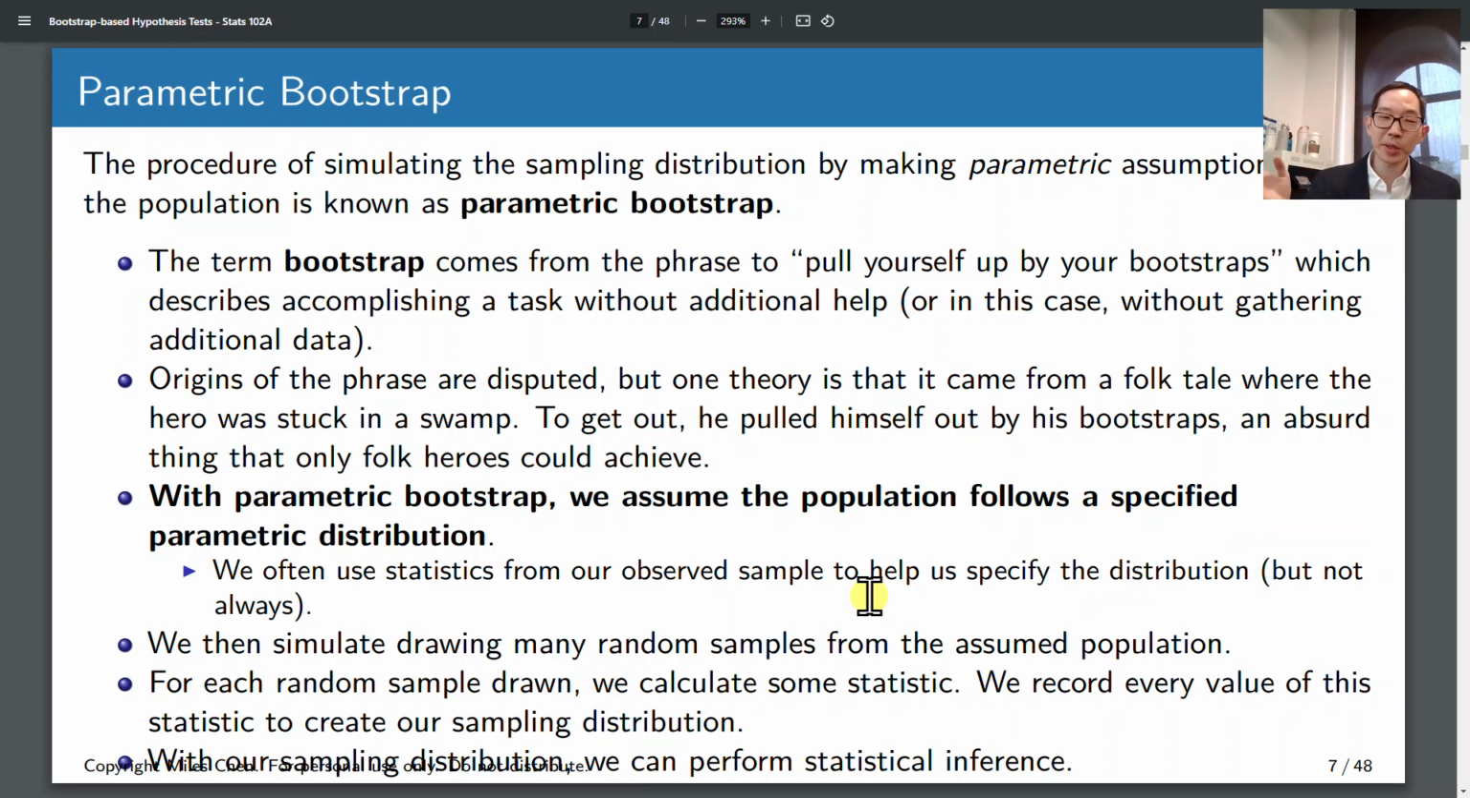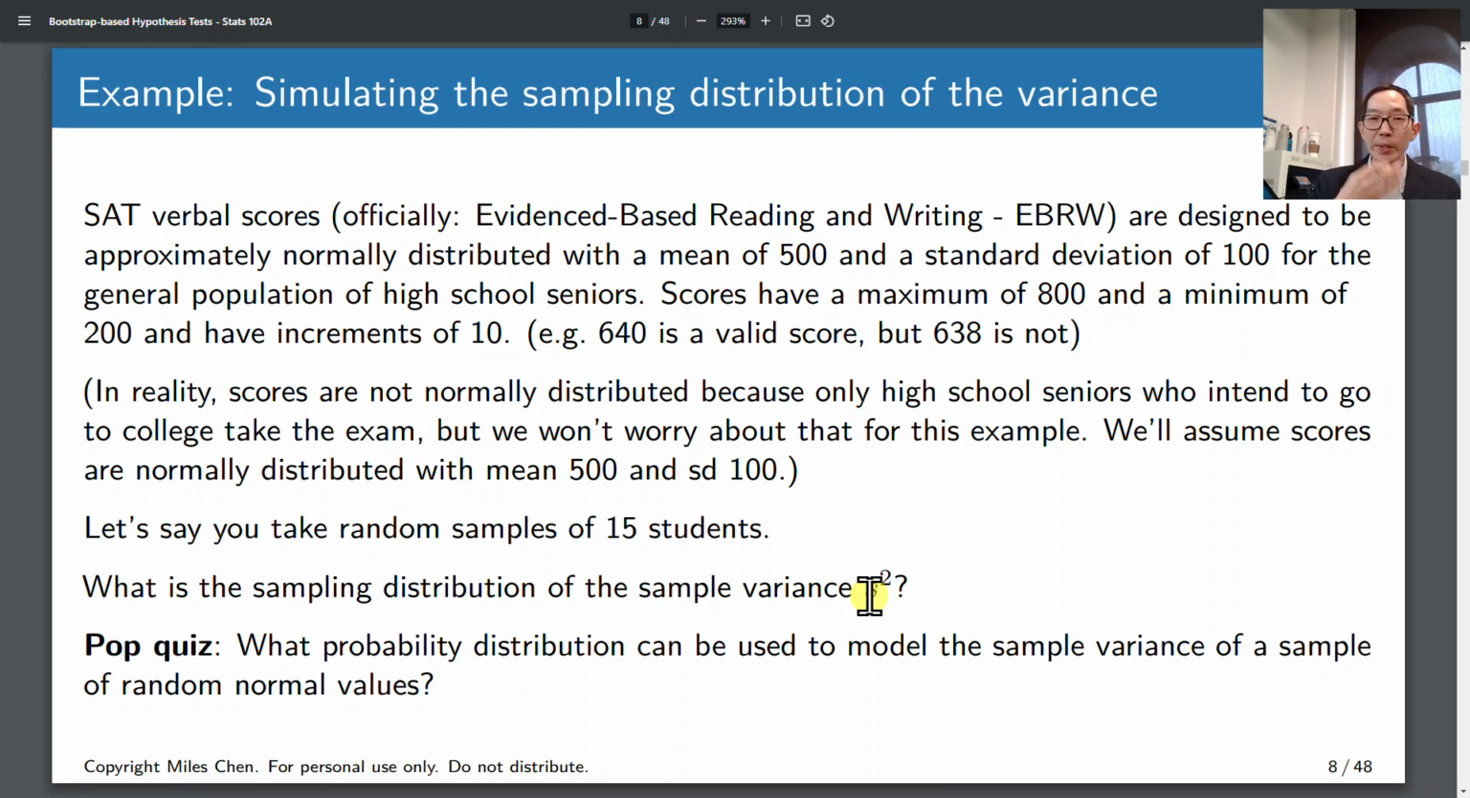Once we assume the population, we simulate drawing a bunch of random samples from that assumed population, and then we calculate our sample statistic for each random sample. We do this a bunch of times. We record that sample statistic every single time, and that's going to form our simulated sampling distribution.